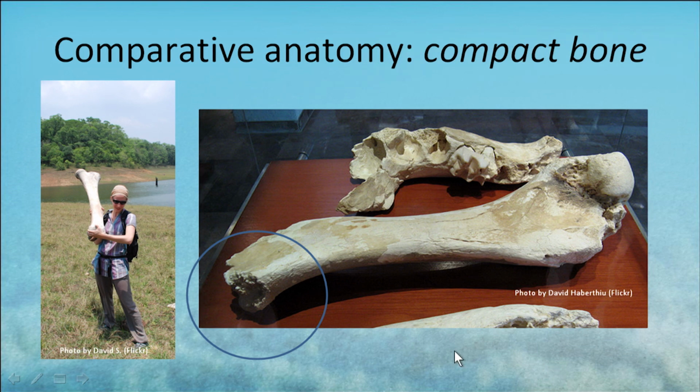In another large land mammal, we can see a cutaway here, and where I've circled it, you can see a cutaway of that femur, and you can see it's almost entirely compact bone. So all of this compact bone shows that these animals are supporting a huge amount of weight on their limbs.